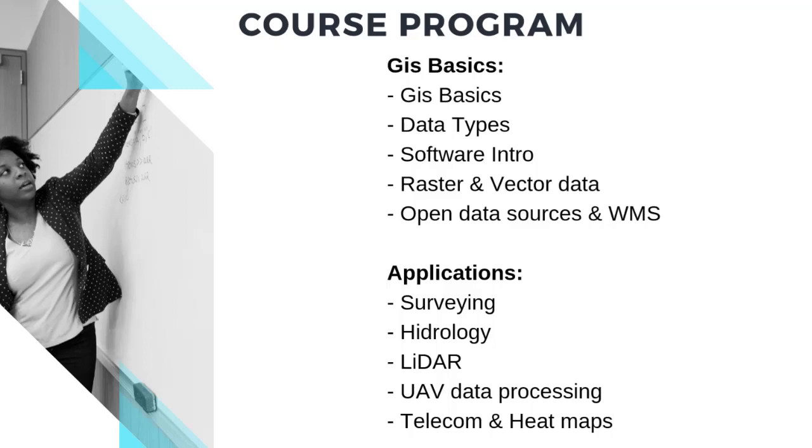We're gonna discuss what is GIS. We're gonna talk about the definition. We're also gonna cover up some data types. Especially, we're going to talk about raster and vector data, which are the most common data types in geographic information systems.